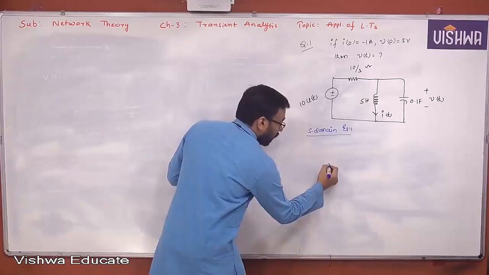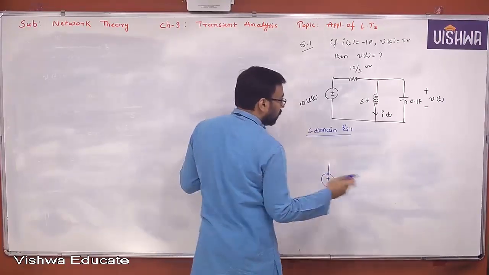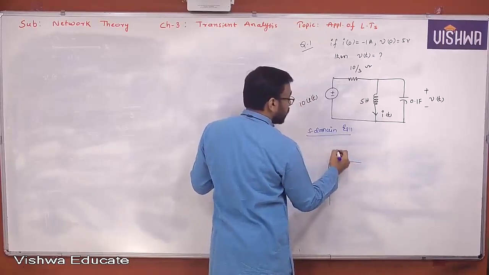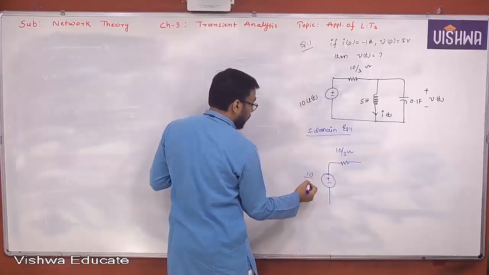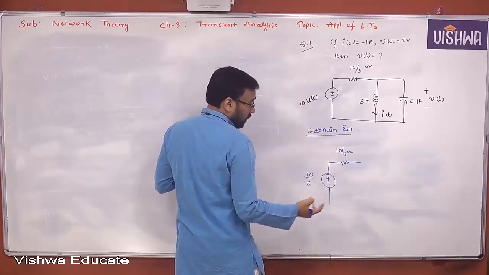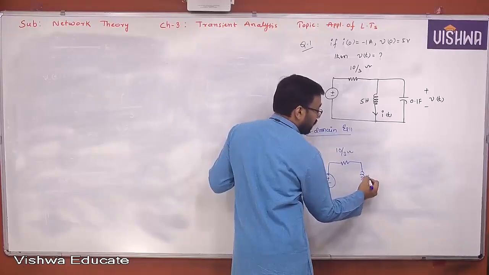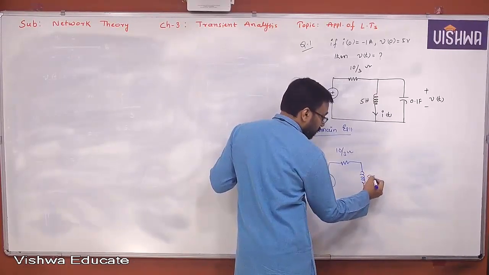So in S domain equivalent, what is the network you get? Plus minus, resistor remain, resistor, yes or no? 10 by 3 ohm. This becomes 10 by S. Step function, 10 by S. Inductor equivalent, I hope you remember. LS, that means what? LS means what? 5S.